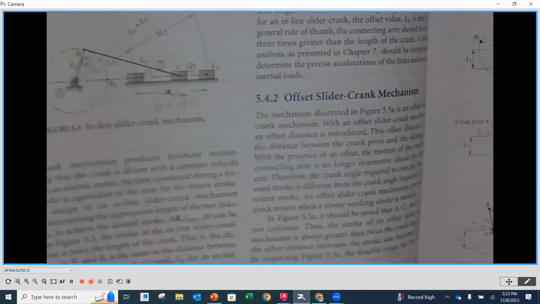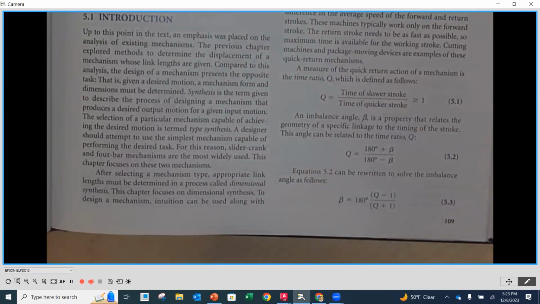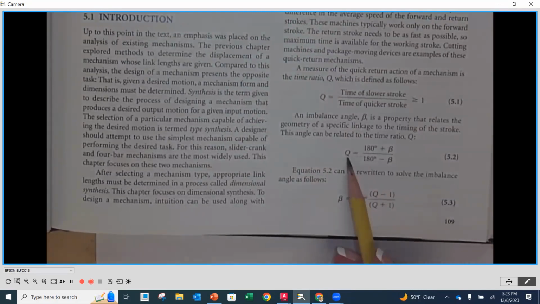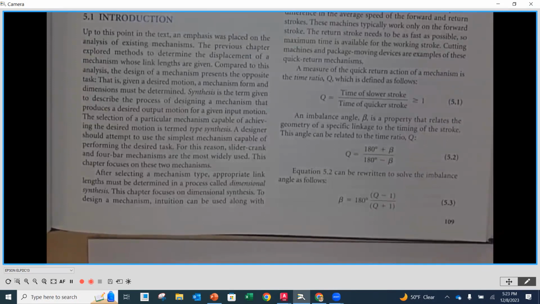So let's put the second two equations then, relating that time ratio with our imbalance angle. Depending on the information you have, we can find the time ratio using beta, and we can find beta using the time ratio. So we're going to write down those. And again, depending on the information that we have and what we're trying to get, that will let us know which one of these we're going to be interested in. And it is equal to 180 degrees.